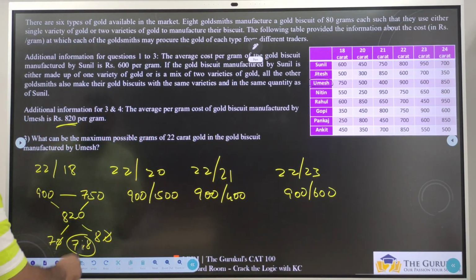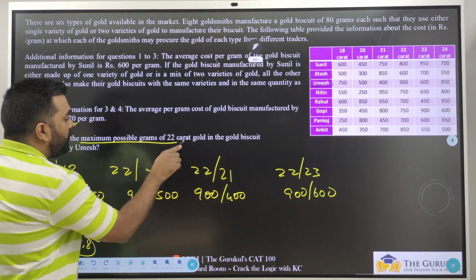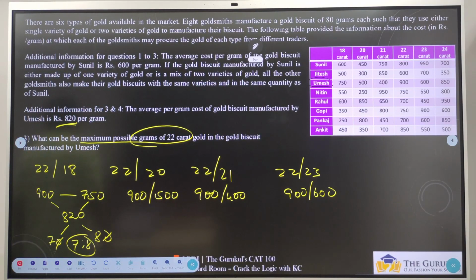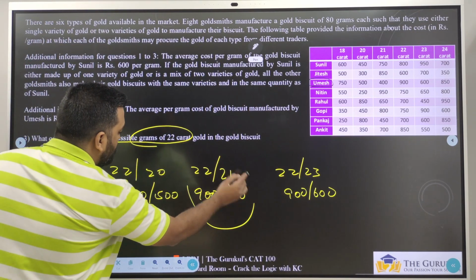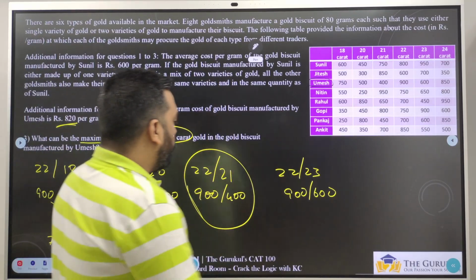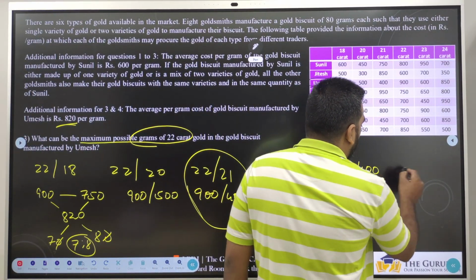What is the question asking about? The maximum possible value of 22 karat gold. I want the maximum 22, which means the other thing should be minimum. The other thing is minimum, which is at 22 karat and 21 karat. But they are not talking about in which combination it will happen. They are asking us what is the value. So we need to calculate for 400 and 900.